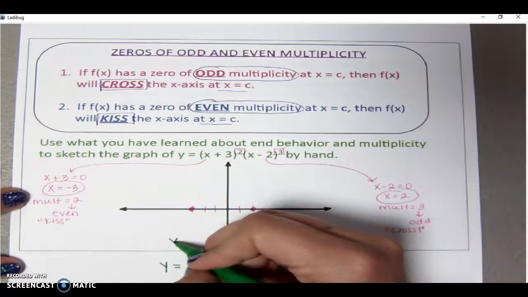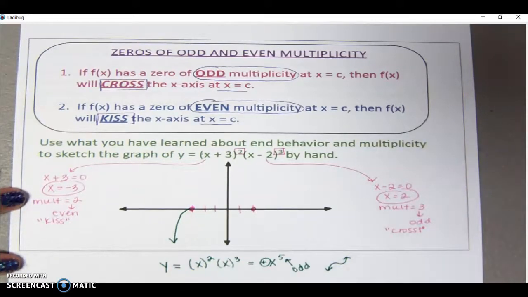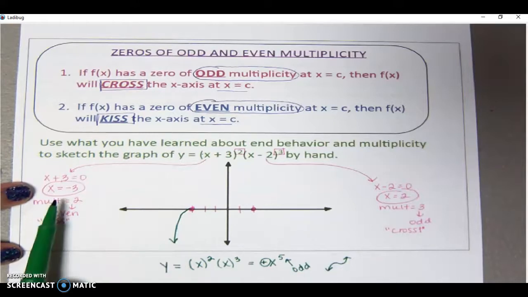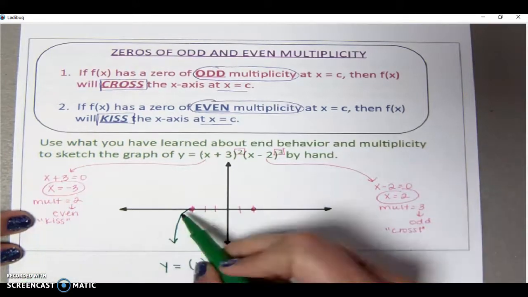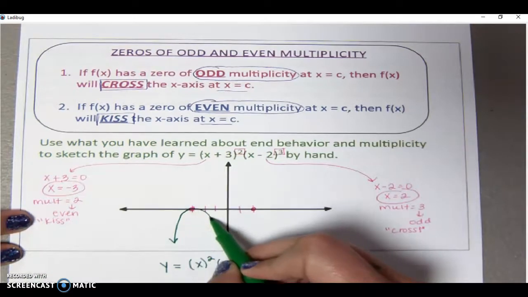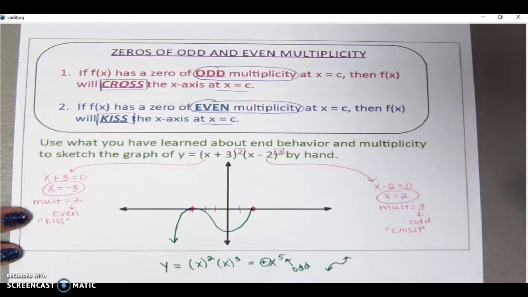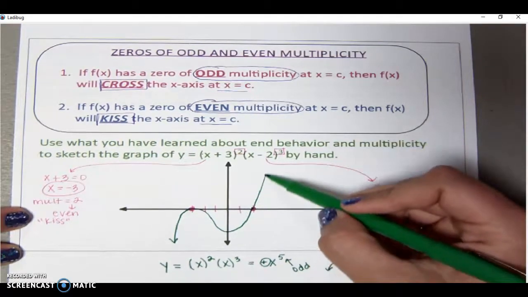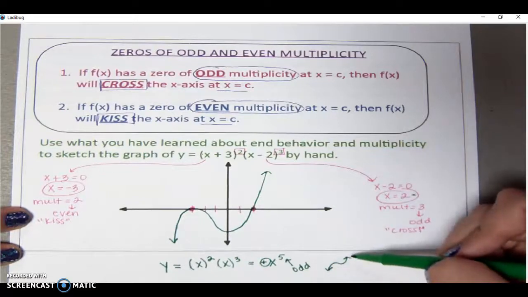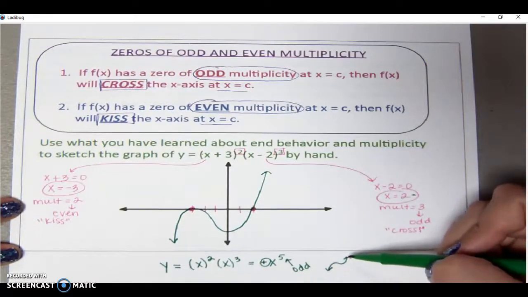So I'm going to start, and I'm going to go to my first zero. That zero is at negative 3. It says that we're supposed to kiss the graph, which means it's going to touch it and bounce off. So we're going to bounce off and go on to our next zero. And then when we get to 2, it says we're supposed to cross, so we're going to cross. And if you see, it does match our end behavior that we said down here.